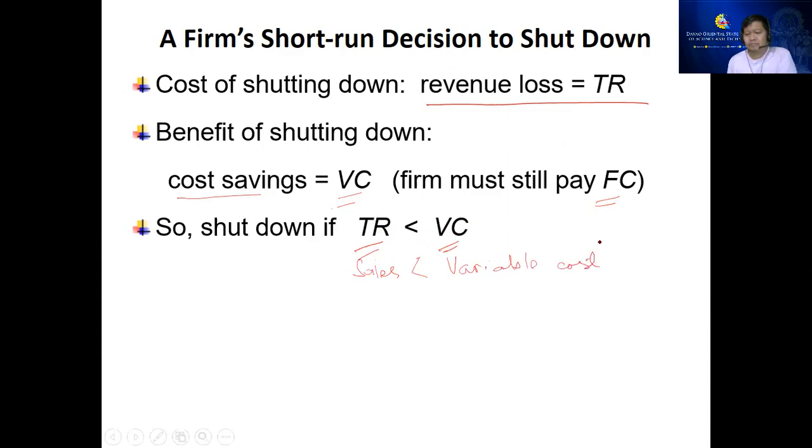Mga cost of inputs, no? Mga materials nga gigamit nato kasama sa mga variable cost. Okay? So try to research kung ano yung mga variable cost. In fact, we have discussed that already last time.